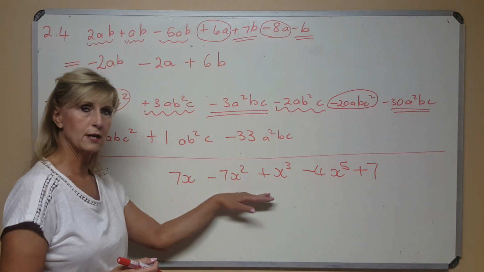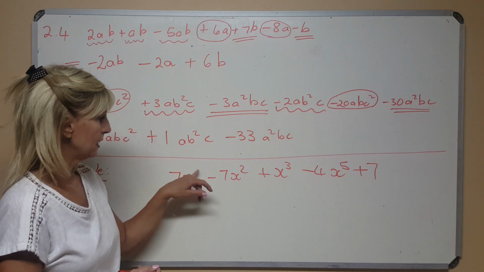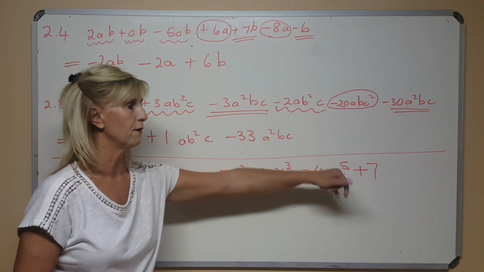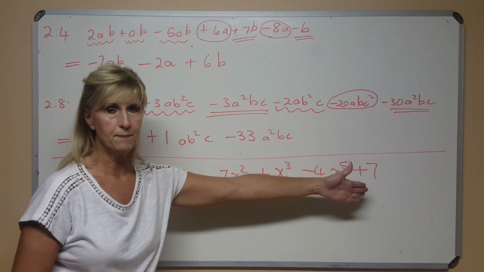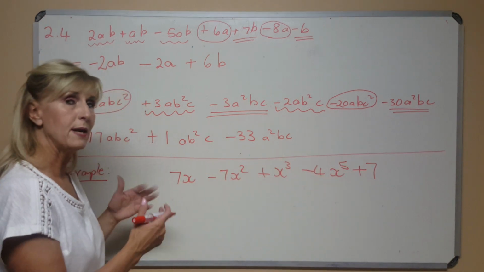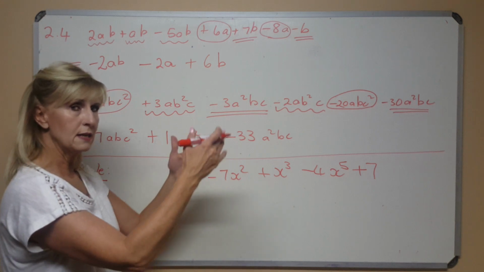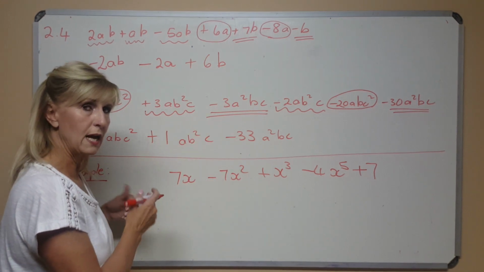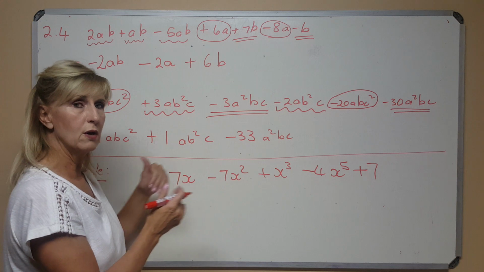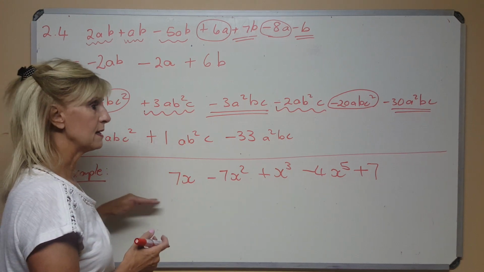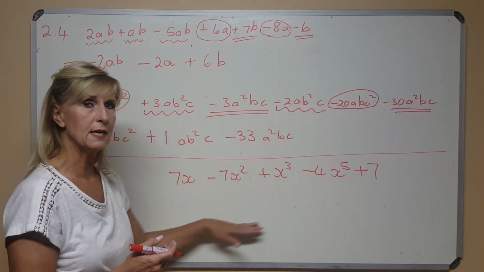Hierdie ding is ongelyksoortig, almal van hulle. Daar's 'n x tot die 1, x tot die 2, x tot die 3, x tot die 5 en daar is nie eers een nou nie. If you want to write this better, the question will always be write it in either ascending order or descending order. Jy gaan hom stygend of dalende magte van x hê. Ascending powers of x or descending powers of x.